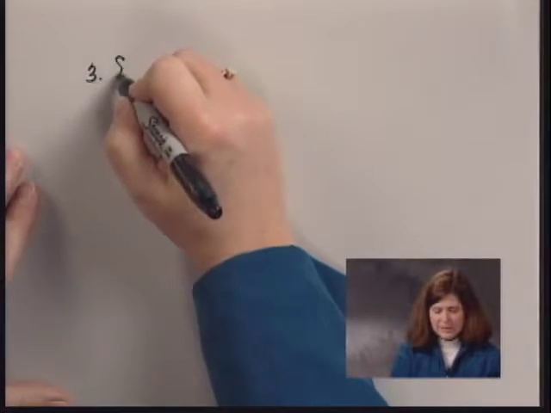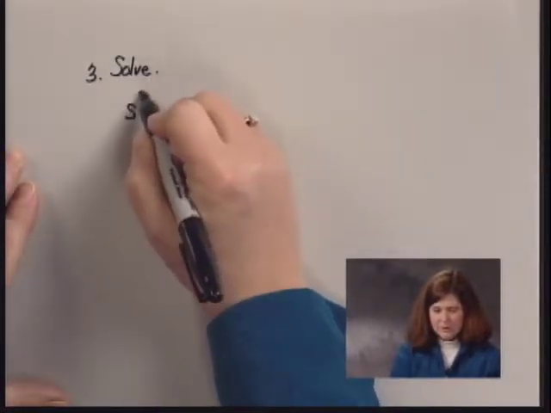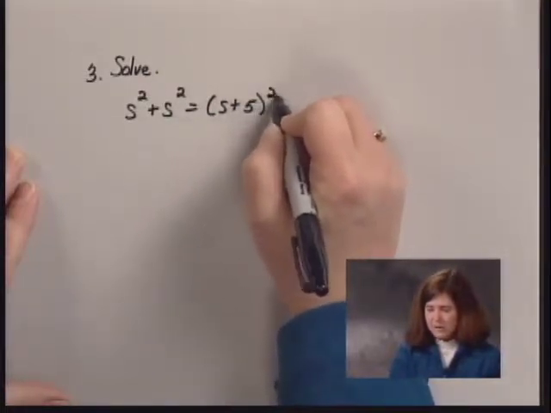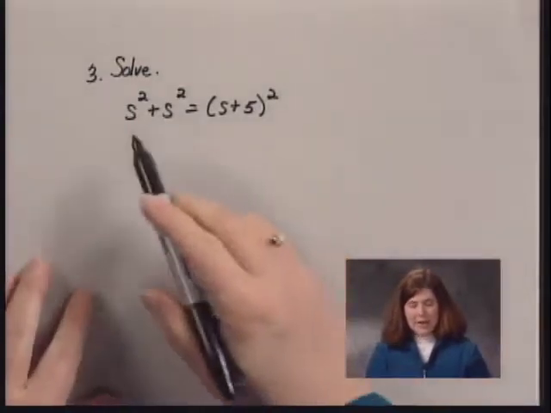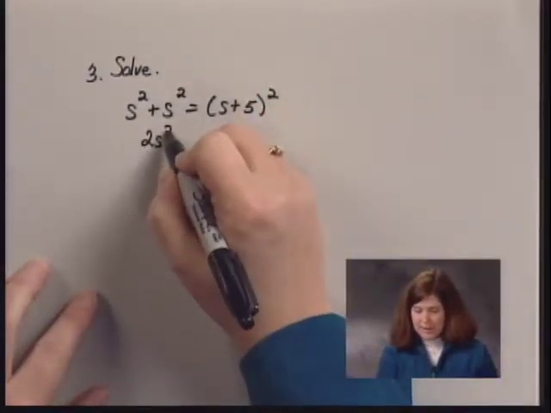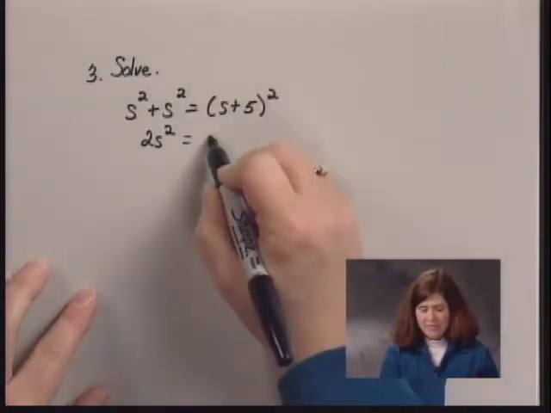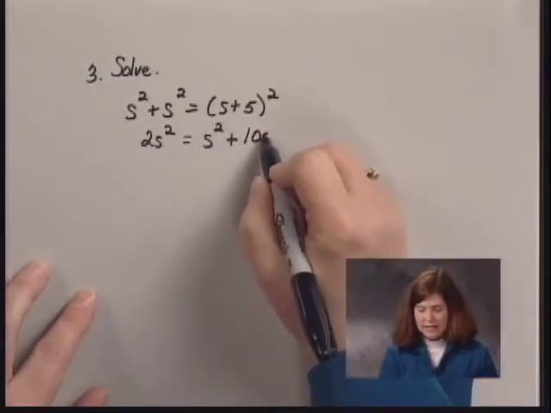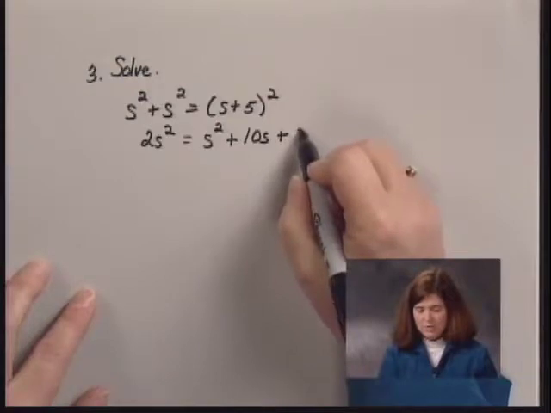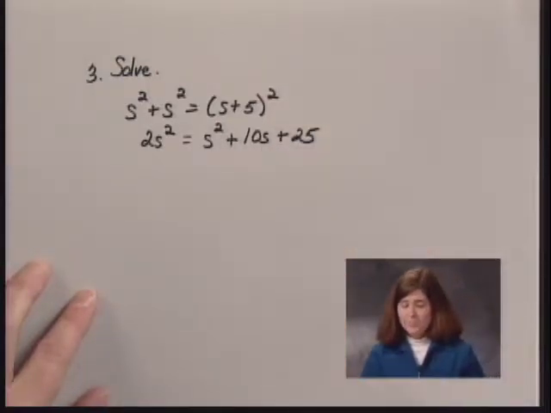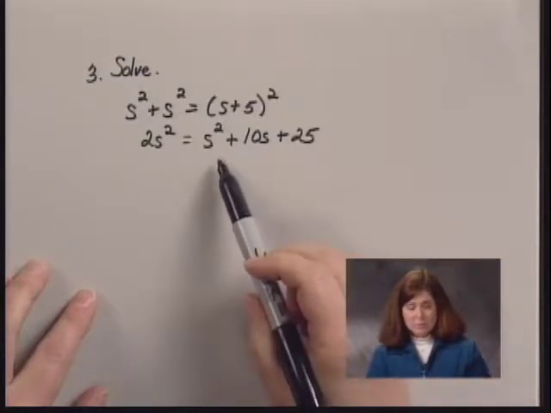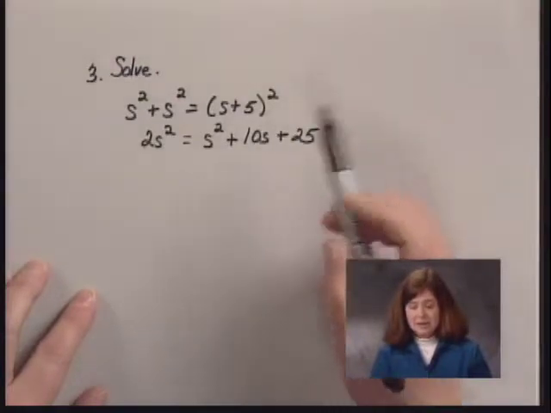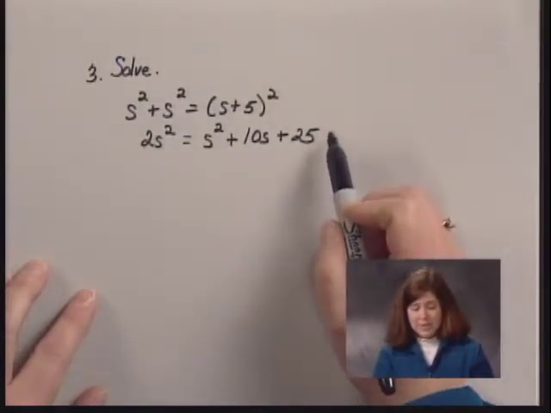The equation is s squared plus s squared equals (s plus 5) squared. I can combine terms and I get 2s squared on this side. And I multiply this and I have s squared plus 2 times s times 5, or 10s, plus 5 squared, 25. I use the rule for squaring a binomial. I want to get a 0 on one side, so I subtract s squared from both sides. I subtract 10s from both sides, and I'm going to subtract 25 from both sides.